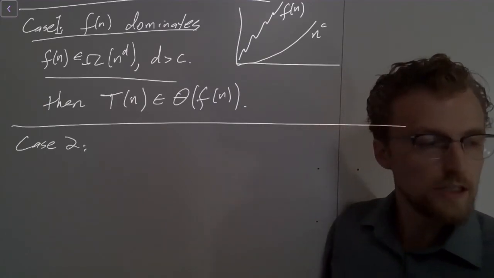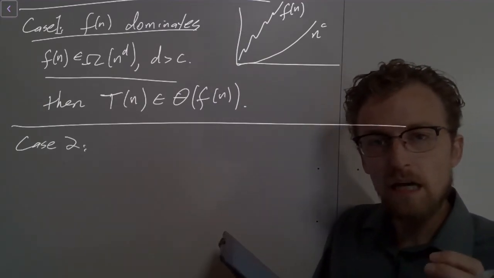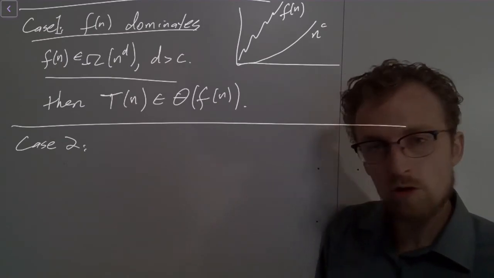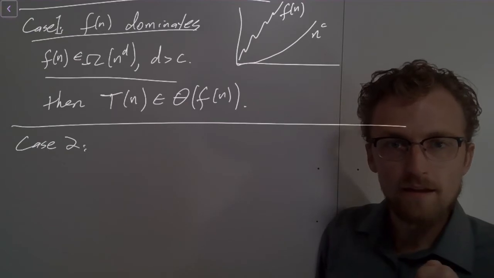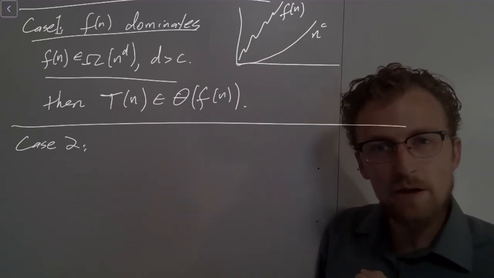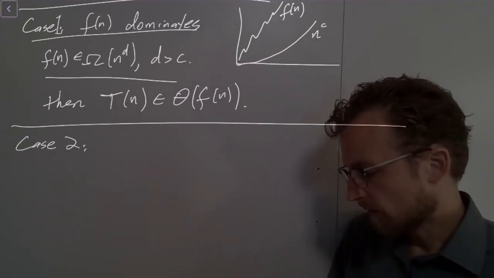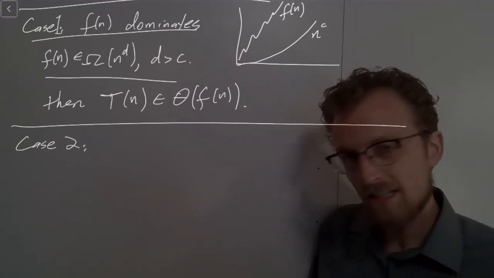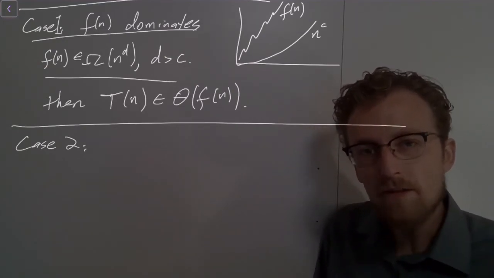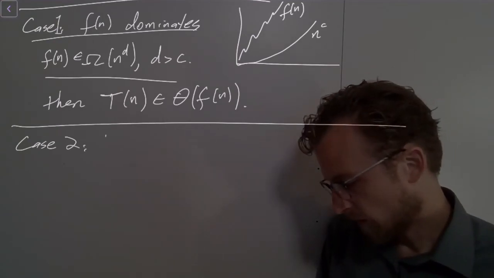So I'll call case 2 the balanced case. Here in case 2, the notion is that f of n is just exactly right, that it balances out the recursion. This is the special one, the one that is least obvious in some ways. But in this one, we'll call this balanced.